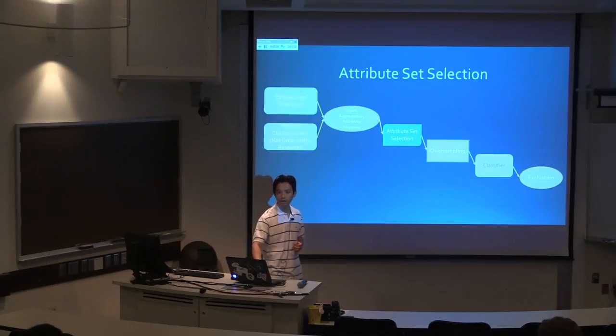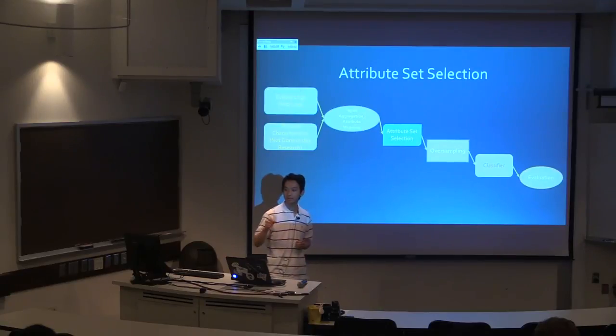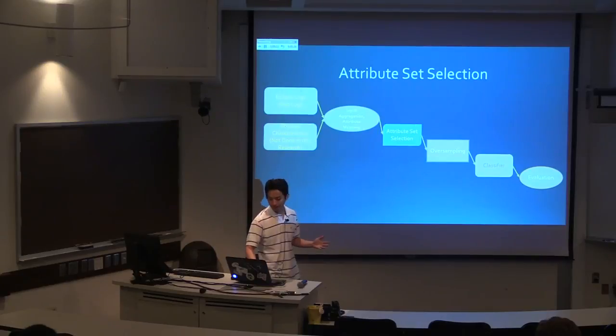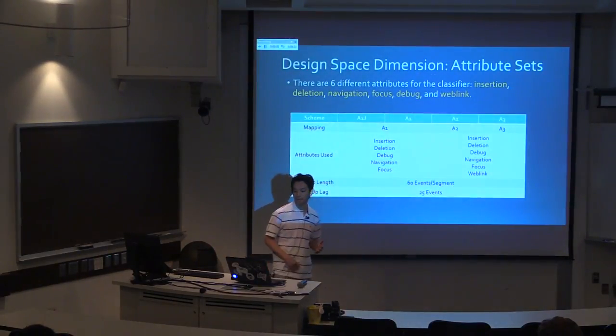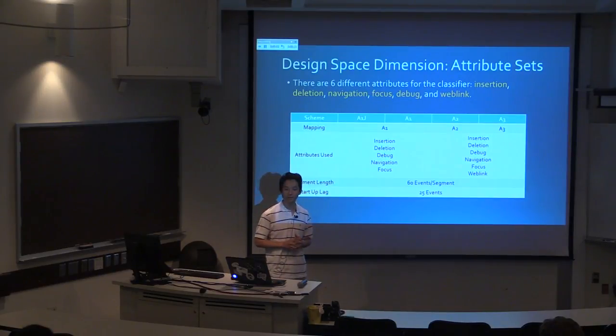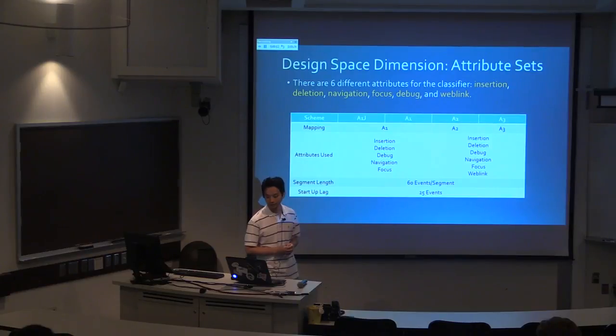So now that we know how the events from the Eclipse logs map to the classifier, we've got to choose the best attributes for the classifier. And there are 6 different attributes, and they're all namesakes for the various things that people do while programming. You know, if they type in code, that's insertion. If they delete code, that's deletion, etc.